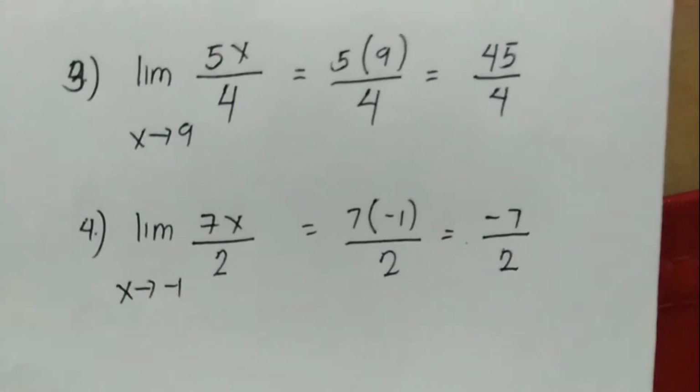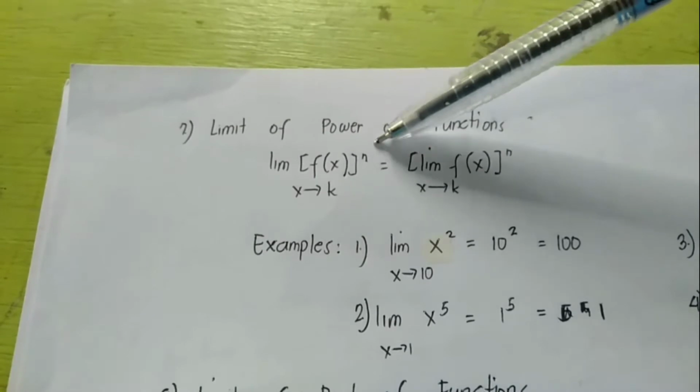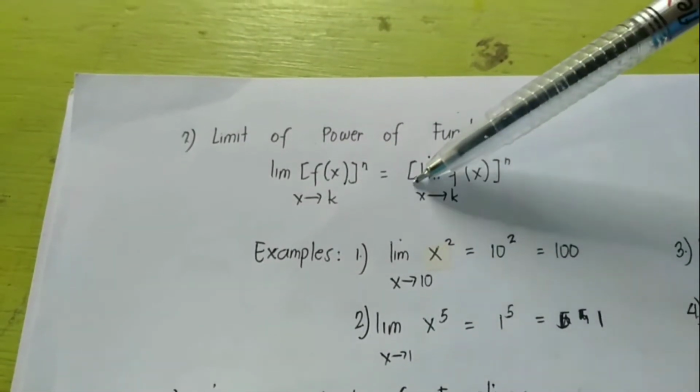Negative 7 over 2. Next, limit of a power of a function. The limit of f of x raised to n as x approaches k is equal to the limit of f of x, raised to n, as x approaches k.